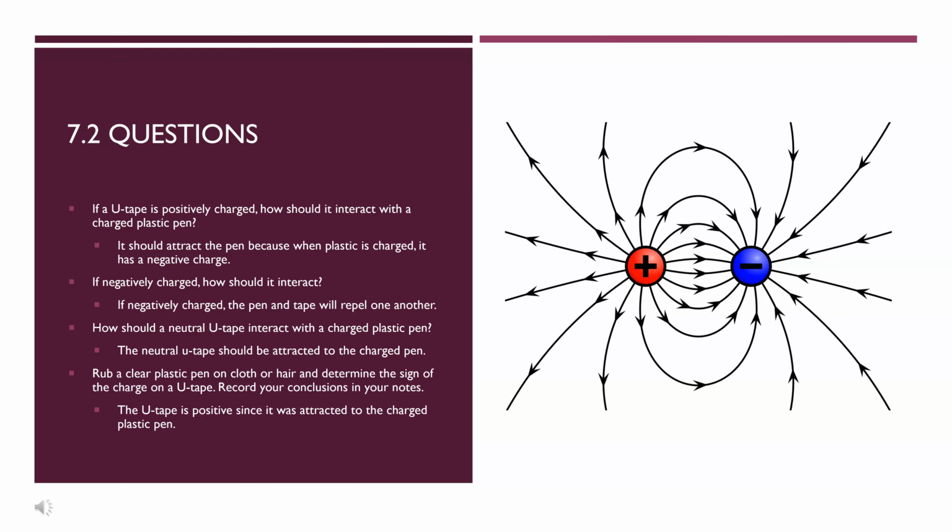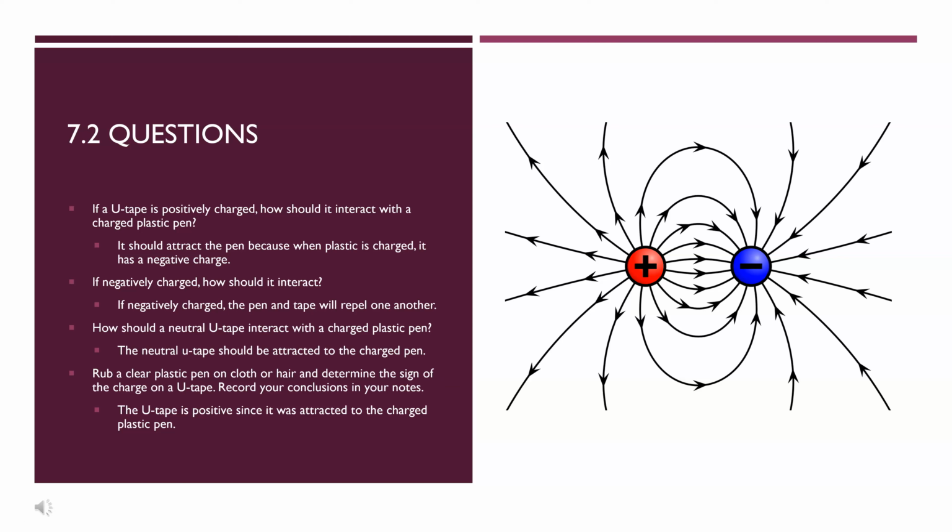If a charged plastic pen was placed near a U-tape that was positively charged, those two items would be attracted to one another because the plastic pen would be negatively charged. As you can see in the diagram to the right, opposite charges are attracted to one another. However, if the U-tape was negative, then those charges would repel because like charges repel.